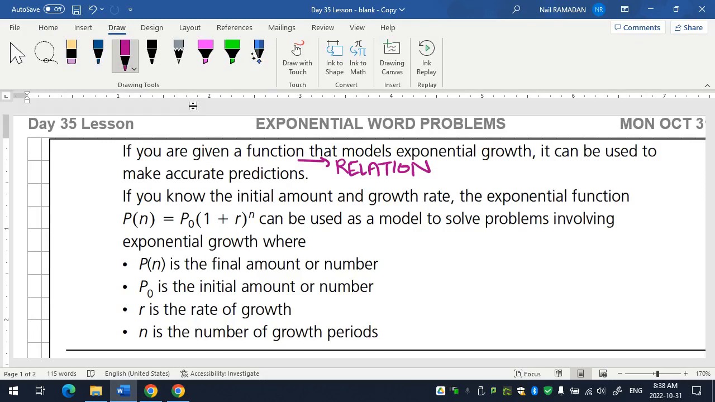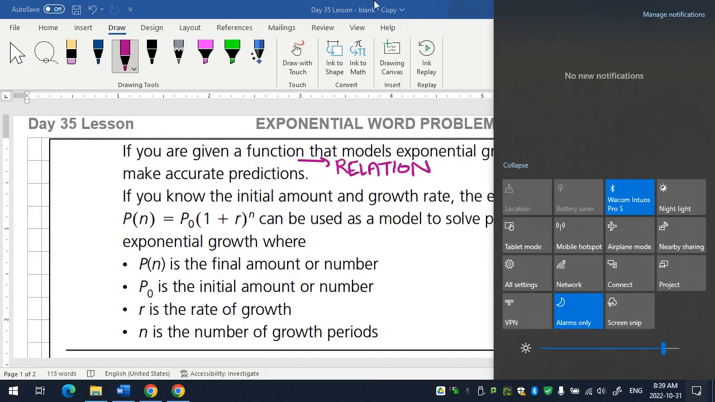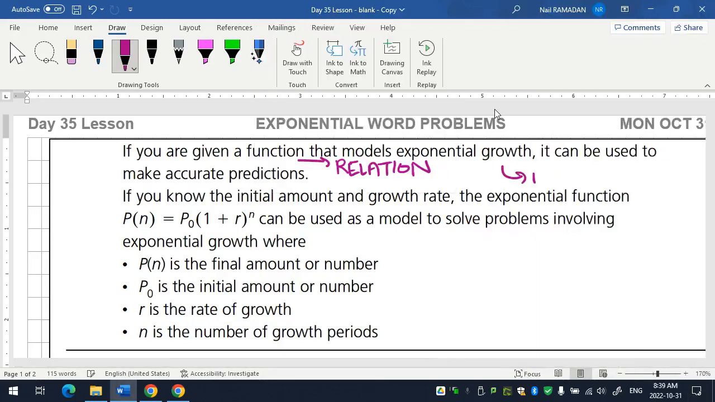That models exponential. What's that word? Exponential what? Come on, growth. What does that mean? Decreasing or increasing when something grows? Increasing, yes. So everyone, you write increasing here. Increasing.